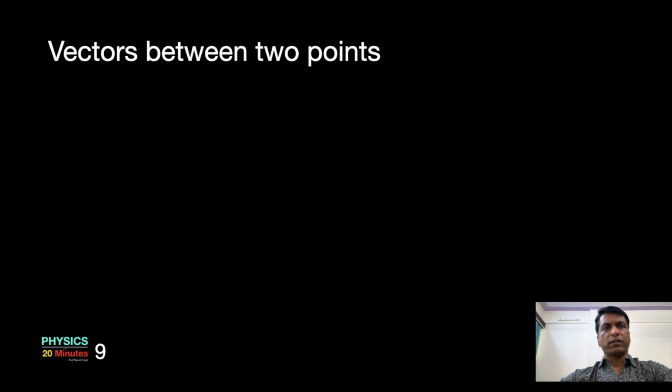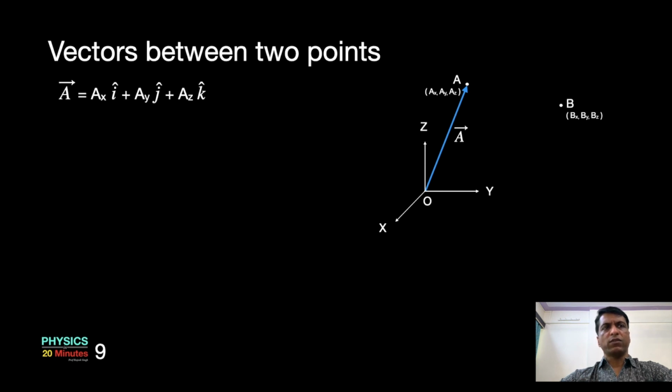How do you draw the vectors between 2 points? Let's have one point as a, which is (ax, ay, az), and the other point as b, which is (bx, by, bz). Let's draw a vector from the origin to a, which is vector a. This vector will be ax î plus ay ĵ plus az k̂. Let's take another vector from the origin to the point b. This will be bx î plus by ĵ plus bz k̂.